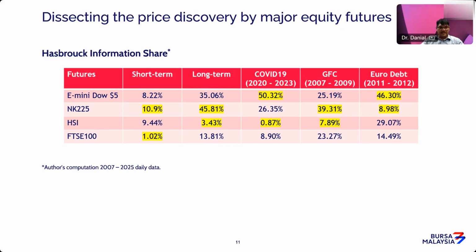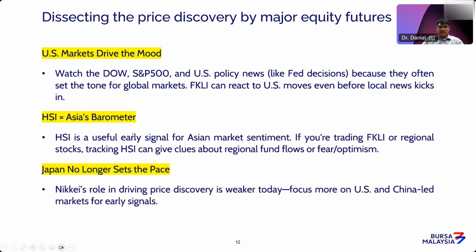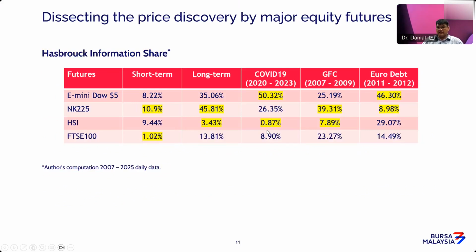What if we consider three instability periods: COVID-19, GFC, and the Eurodebt crisis? It is very hard for us to interpret one by one, so let's just put a conclusion here. Overall, the US market drives the mood. Overall, watch the Dow, watch the Dow, watch the Dow.